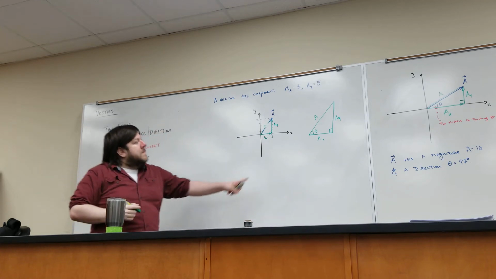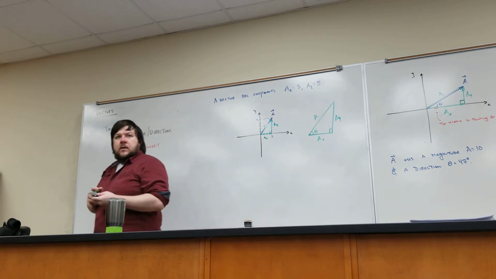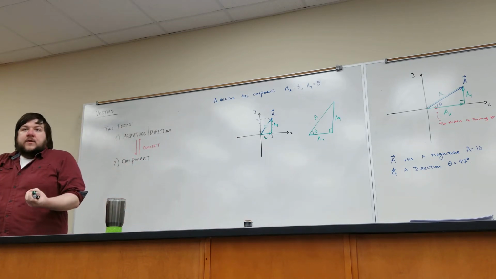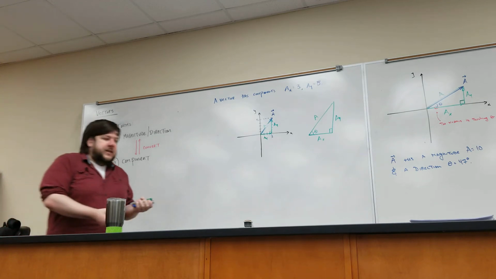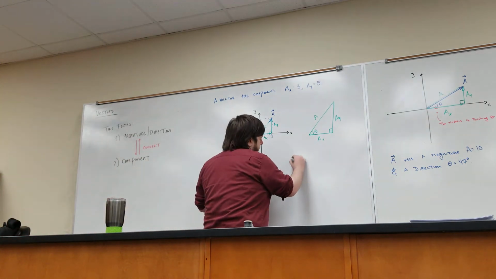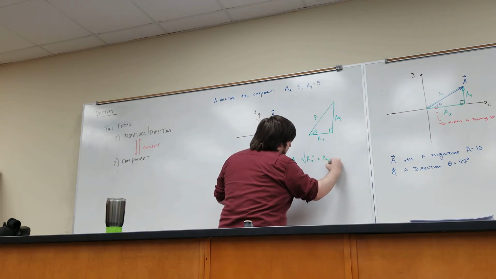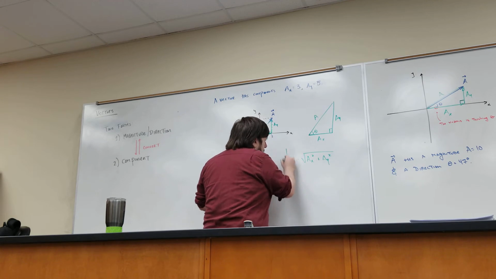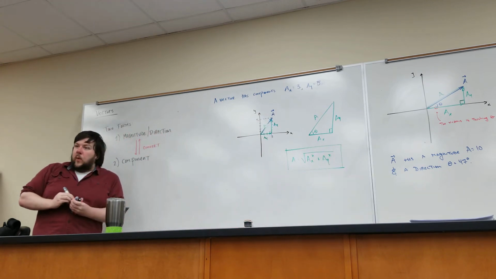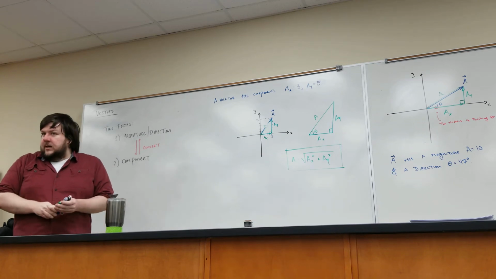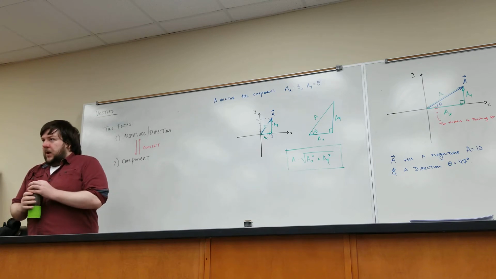How would we find the magnitude if we know the components? Pythagorean theorem, right? All you have to do to find the magnitude is find the hypotenuse of this triangle, and the hypotenuse is given by the Pythagorean theorem. A is going to be the square root of Ax squared plus Ay squared. This will always be true. Okay? That's always what the magnitude is going to look like. You can always find it by using the Pythagorean theorem on the components.